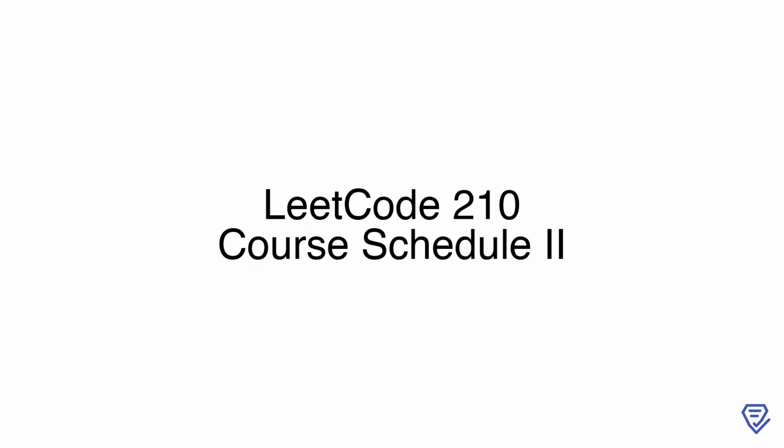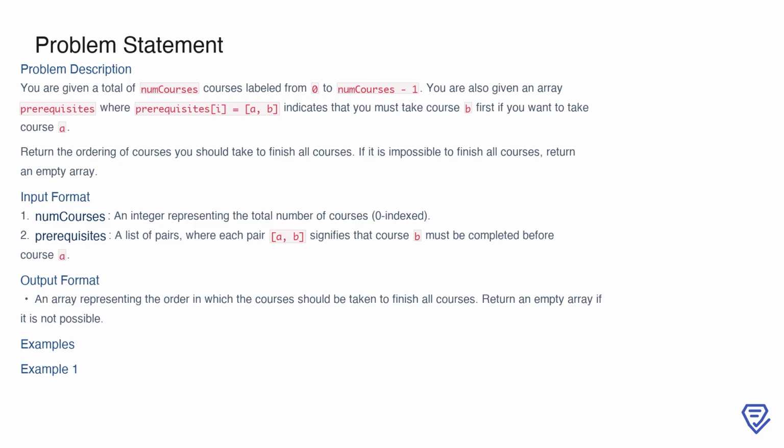Let's get started. The problem we're solving involves determining the order to take a set of courses, given their prerequisites. You are provided with a total number of courses, labeled from 0 to numCourses minus 1. Along with this, you are given a list of prerequisites, where each prerequisite is represented as a pair, A, B. This means that to take course A, you must first complete course B.